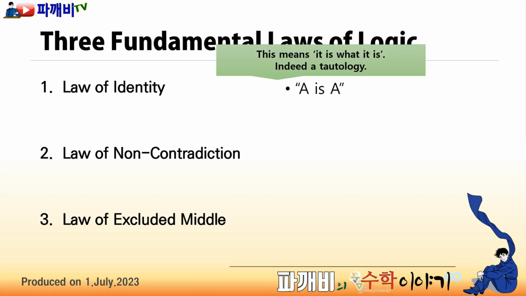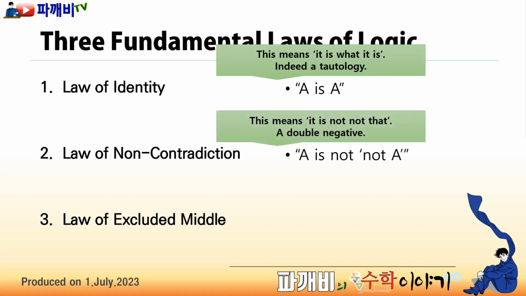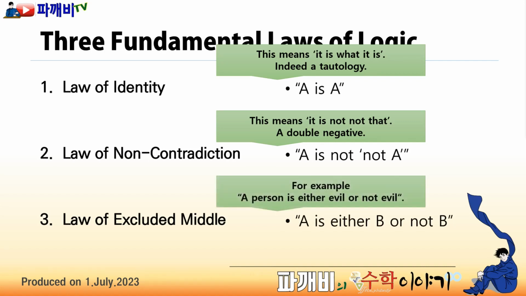The content of the law of non-contradiction is A is not not A. This is equivalent to saying it is not that, which is a double negative in simpler terms. The content of the law of excluded middle is A is either B or not B. For example, a person is either evil or not evil, one of the two.